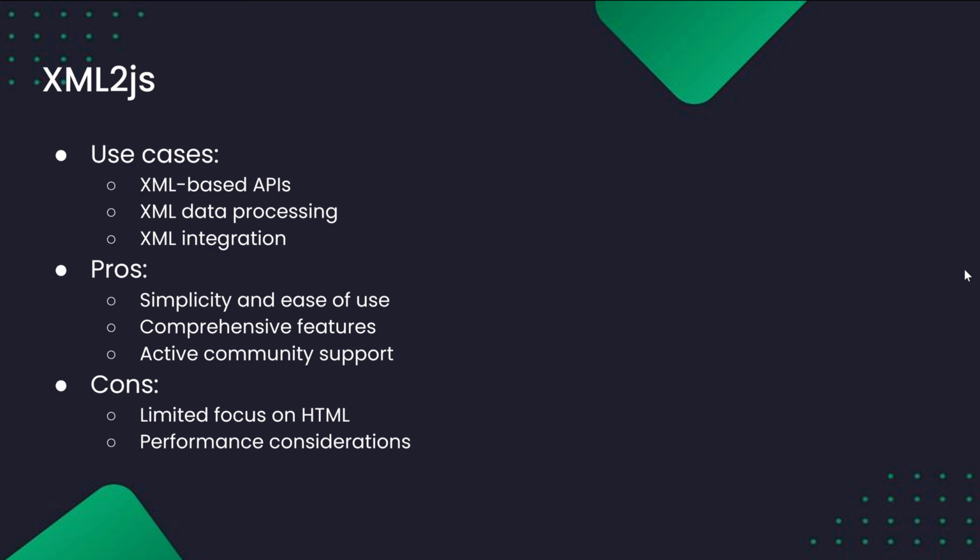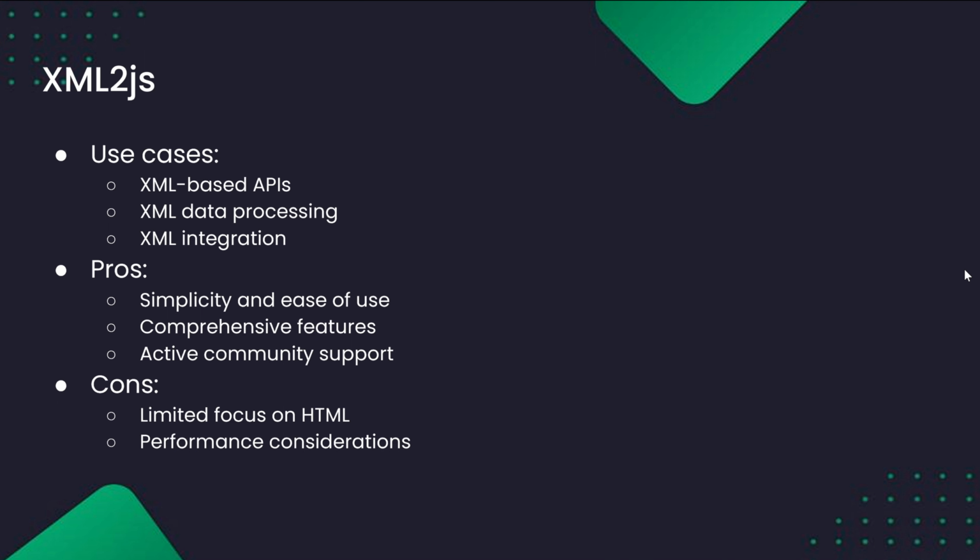The pros of XML2JS are its simplicity and ease of use. XML2JS offers a straightforward API that makes XML parsing and conversion into JavaScript objects a simple process. Its comprehensive features. XML2JS provides a range of features, including handling XML namespaces, customizable options, and support for complex XML structures. And its active community support. XML2JS benefits from a vibrant community of users who actively contribute to its development and provide assistance.